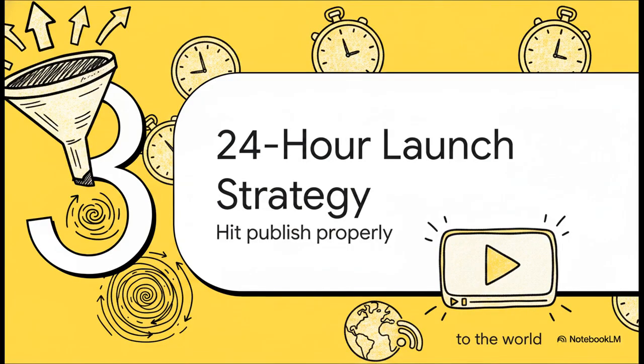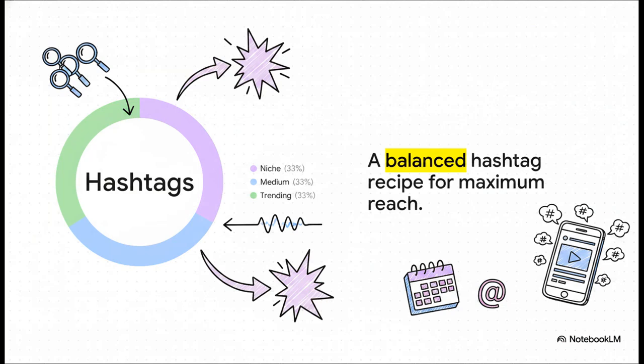Which brings us to Section 3, the 24-hour launch strategy. This is the final polish phase, focusing on what happens the exact moment you are ready to launch your content to the world. And this brilliantly illustrates the perfect hashtag recipe recommended by the 2026 guide. It's a strategic mix divided into 3 equal slices. 1/3 of your tags should be niche hashtags. That secures the high relevance we talked about earlier. Another third should be medium competition hashtags for steady reach. And the final third? Those are your relevant trending hashtags, which give you a shot at a massive algorithmic push.